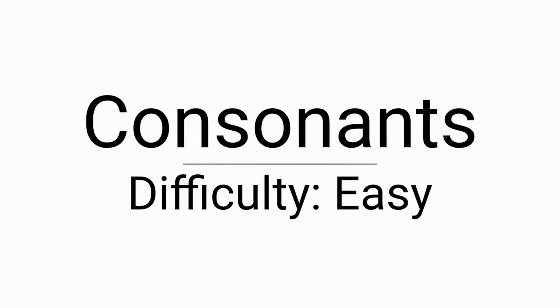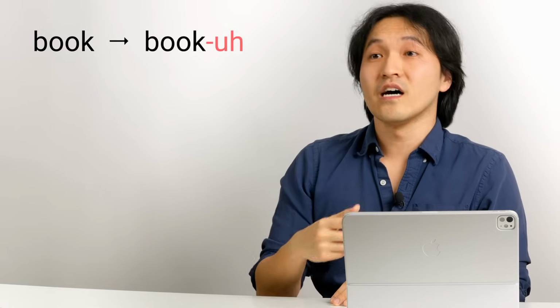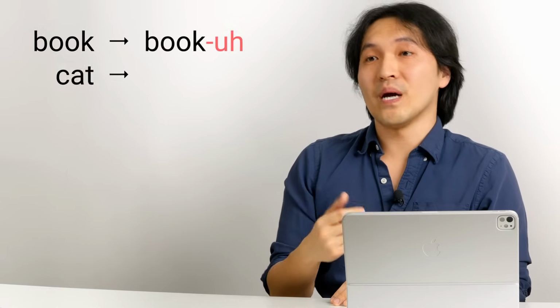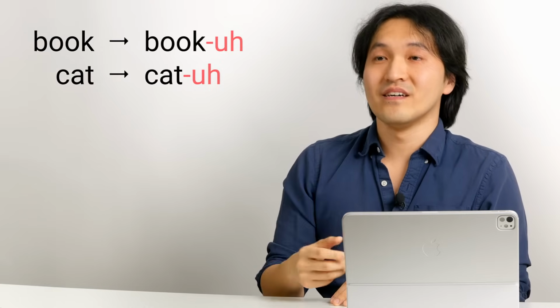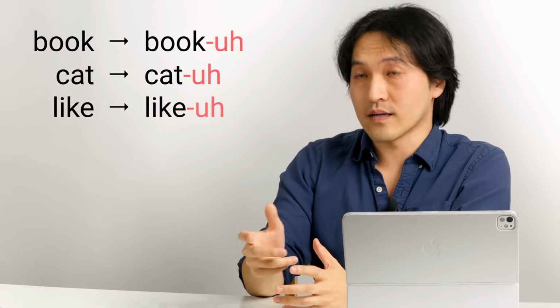Step 1. Words that end with consonants. In Mandarin Chinese, words oftentimes end with vowels rather than consonants. Whenever you're saying English words that end with consonants, they tend to be more pronounced. A word like book might be pronounced as book. A word like cat might be pronounced as kata.